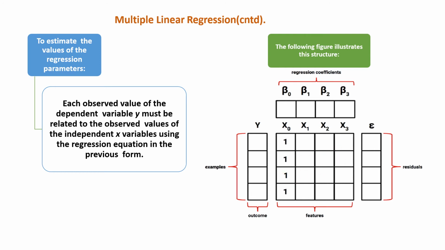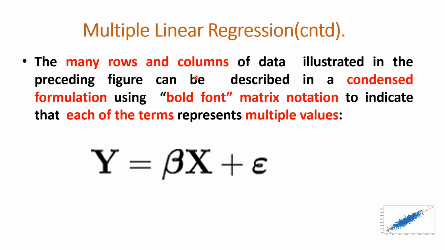Likewise, the many rows and columns of data illustrated in the preceding figure can be described in a condensed formulation using the bold font matrix notation to indicate that each of the terms represent multiple values. So for a particular x1 variable, we are having multiple values. For x2 variable, we are having multiple values. Likewise, that is why a matrix notation is given in the corresponding previous figure.